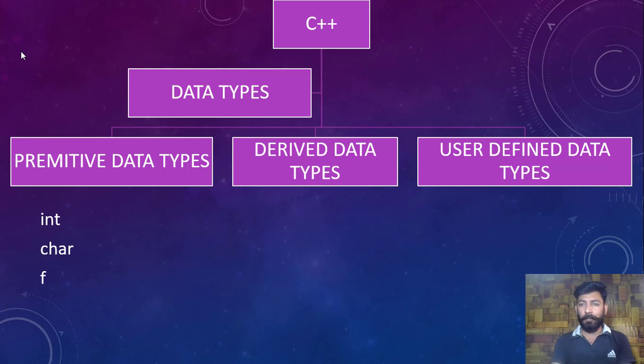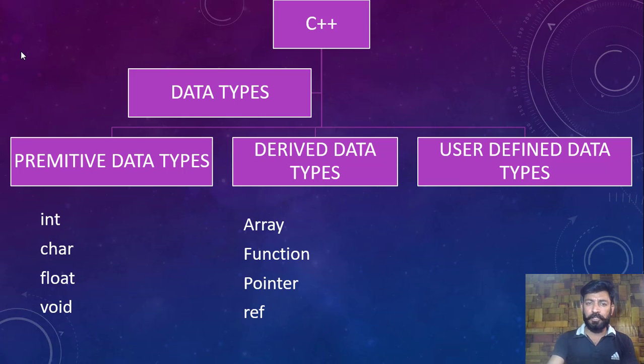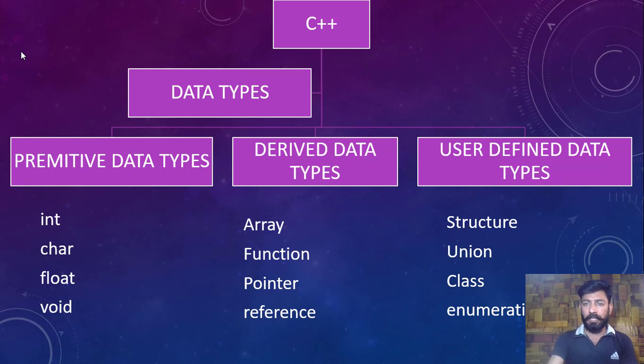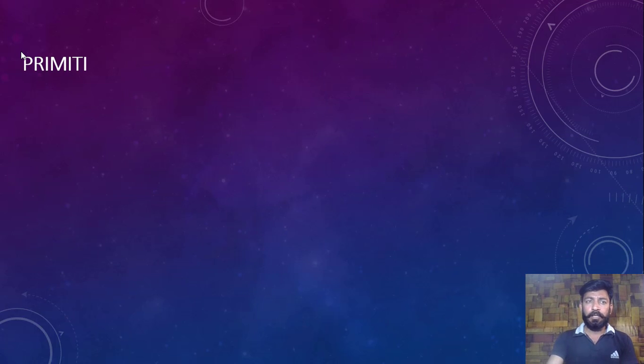So let's start today's topic, data types. C++ data types, we can divide it into three types: primitive data types, derived data types, and user-defined data types. In primitive data types, there is first int, char, float, and void. In derived data type, array, function, pointer, and reference. In user-defined data type, there is structure, union, class, and enumeration.